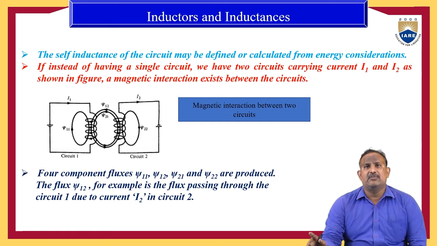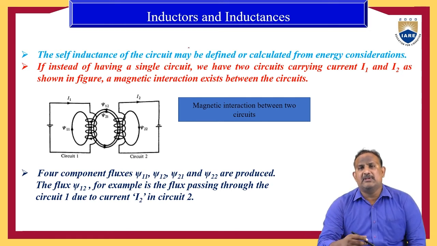So here, instead of having a single circuit, we will use two circuit diagrams carrying the currents I1 and I2, as shown in the figure. A magnetic interaction exists between the two circuits. Suppose current I1 is there and current I2 is there. This is the first circuit, and this is the second circuit.